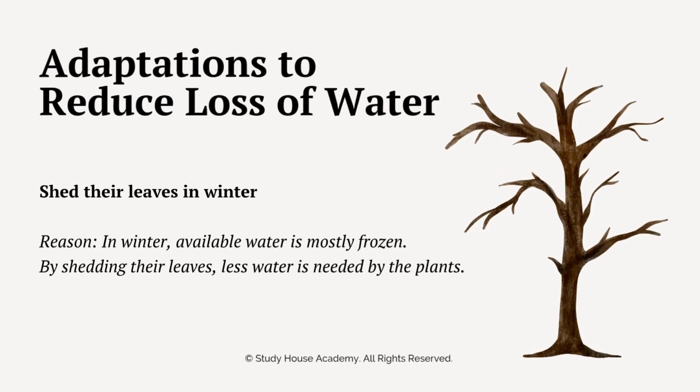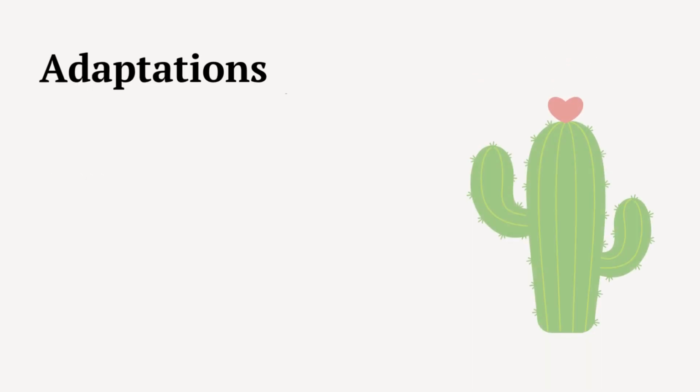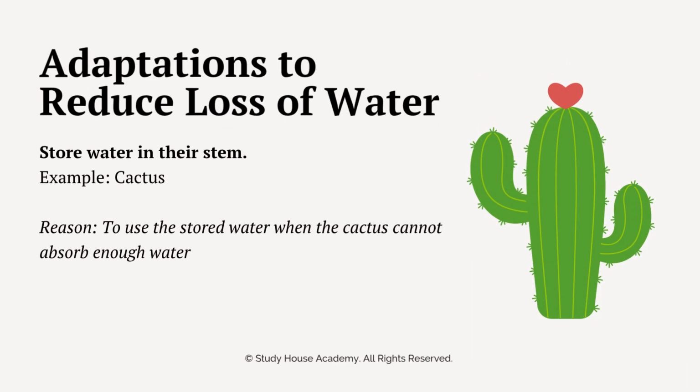Shed their leaves in winter. Reason, in winter, available water is mostly frozen. By shedding their leaves, less water is needed by the plants. Store water in their stem. E.g. cactus. Reason, to use the stored water when the cactus cannot absorb enough water.